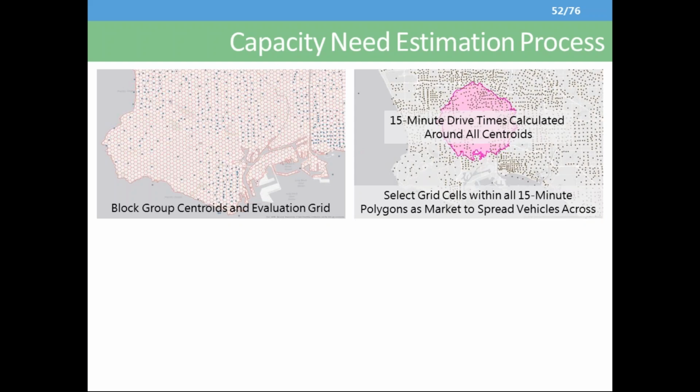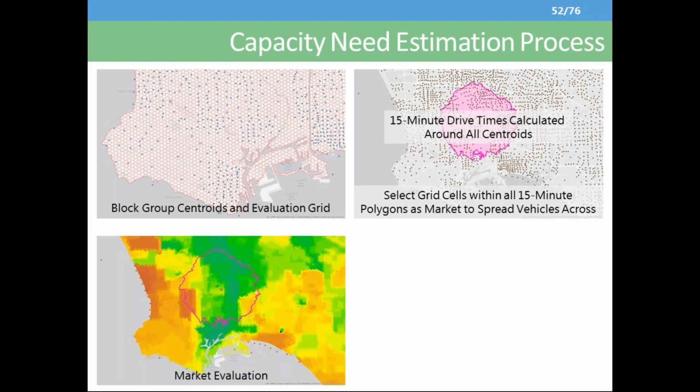Next. What we do is select all of the grid cells that are actually within a 15-minute drive from any block group, from any population center, and we spread all the vehicles across all of those evaluation cells. We then look at the market evaluation. Next. In each of the evaluation cells, we overlay the market evaluation, and then we collect the number of households within each of those evaluation cells.